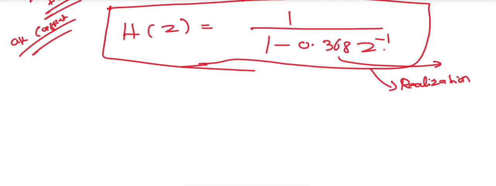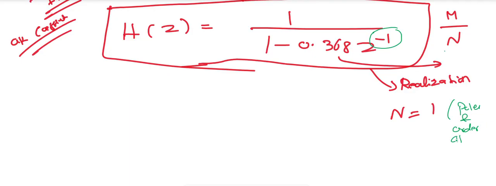You know how to realize the system. Here M and N: M is the number of zeros and N is the number of poles. N is equal to 1, and N is the order of the filter. So if N is equal to 1, the number of poles is 1, and the order of the system is a first order system.